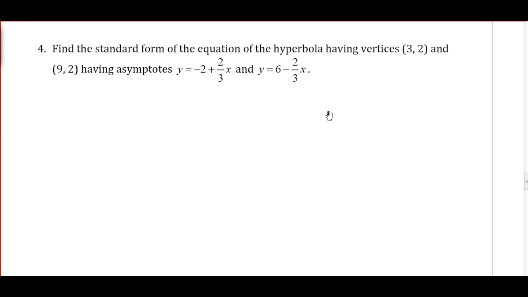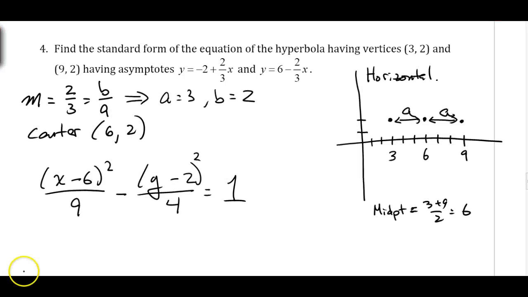We want to find the standard form of the equation of the hyperbola having vertices 3, 2 and 9, 2, and having asymptotes y equals negative 2 plus 2/3 x and y equals 6 minus 2/3 x. So I'm going to go ahead and pause the video here if you want to do that as well and see how much you can get on this, and then when you come back we'll have the solution. I can discuss it.